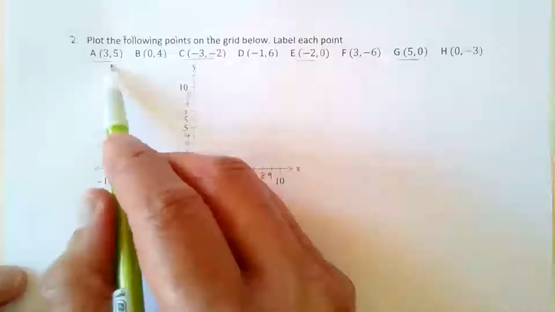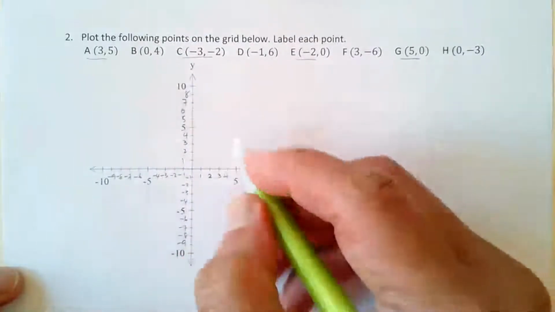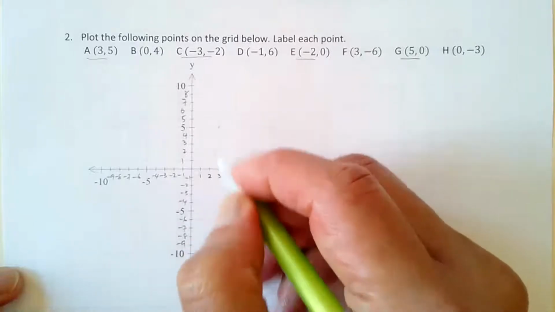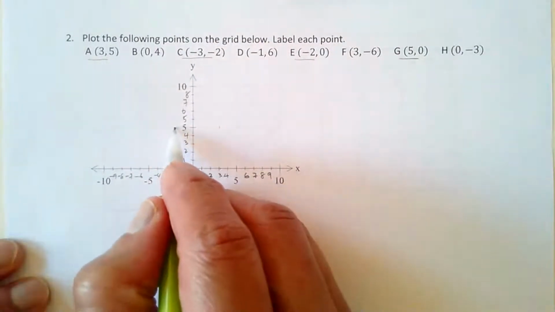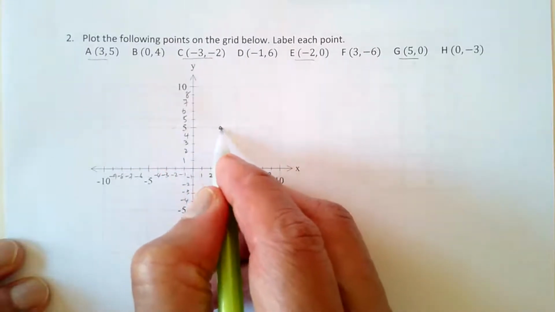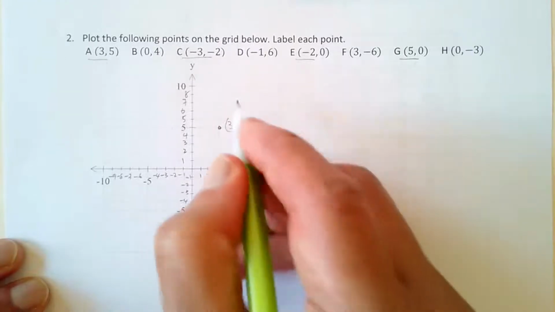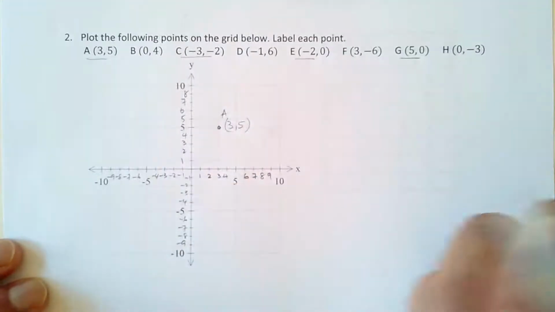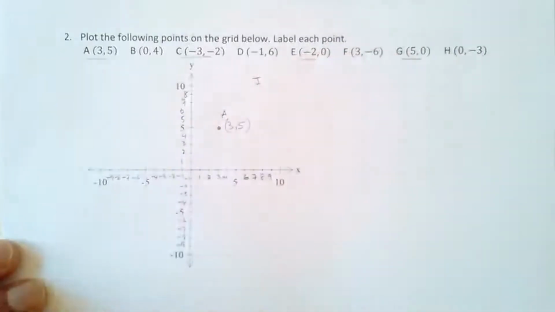So look at the first one. A is (3, 5). So go along here, 3, then go straight up. Somewhere along this line would be my point. Then look at y is 5. So it intersects here. So this will be (3, 5). So point A. Notice both are positive because it's in quadrant 1. So we can label this quadrant 1.